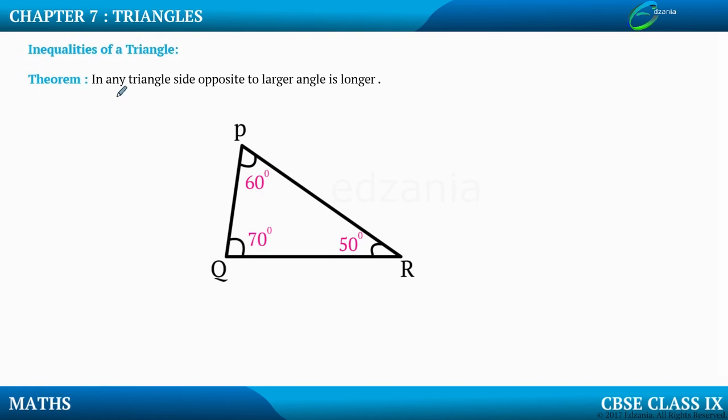According to the given statement, we know that in a triangle, side opposite to the larger angle is longer. So which is the larger angle over here? Amongst angles P, Q and R, we can say that angle Q is the largest angle. And since angle Q is the largest angle, which is the side opposite to angle Q? The side opposite to angle Q is PR. So we can say that this side PR is the longest side.